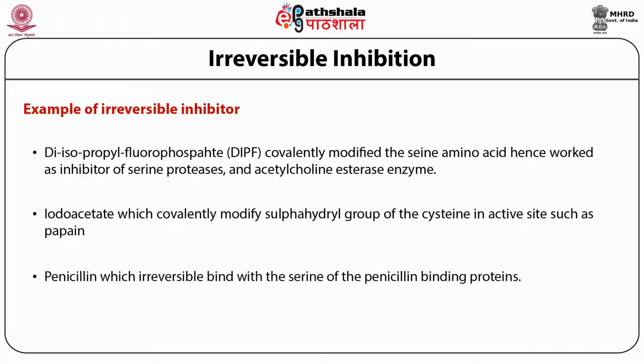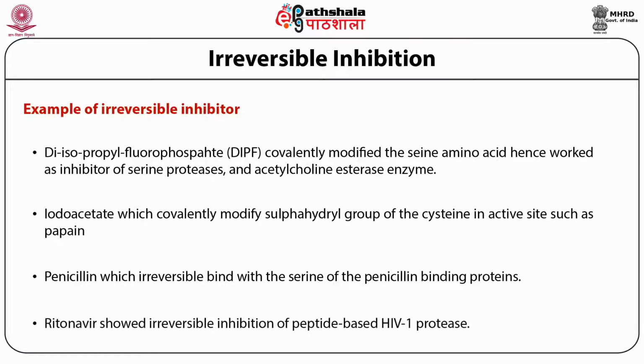Penicillin, if you remember, is the first antibiotic, discovered by Alexander Fleming. It is also based on the irreversible inhibition mechanism, and it will bind to the serine of the penicillin binding protein. Another inhibitor is ritonavir, which is an inhibitor of HIV protease.